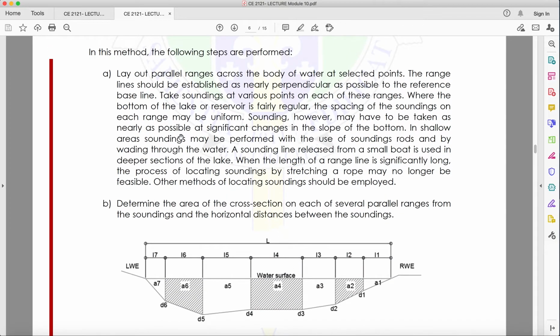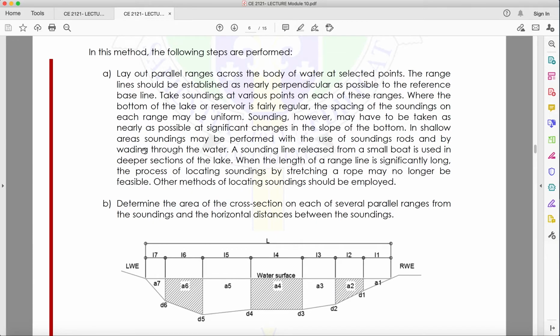So in this method, the following steps are performed. Lay out parallel ranges across the body of water at selected points. And the range lines should be established as nearly perpendicular as possible to the reference baseline. Take soundings at various points on each of this range, where the bottom of the lake or reservoir is fairly regular. The spacing of the sounding on each range may be uniform or may be not. Sounding, however, may have to be taken as nearly as possible at significant changes in the slope of the bottom.